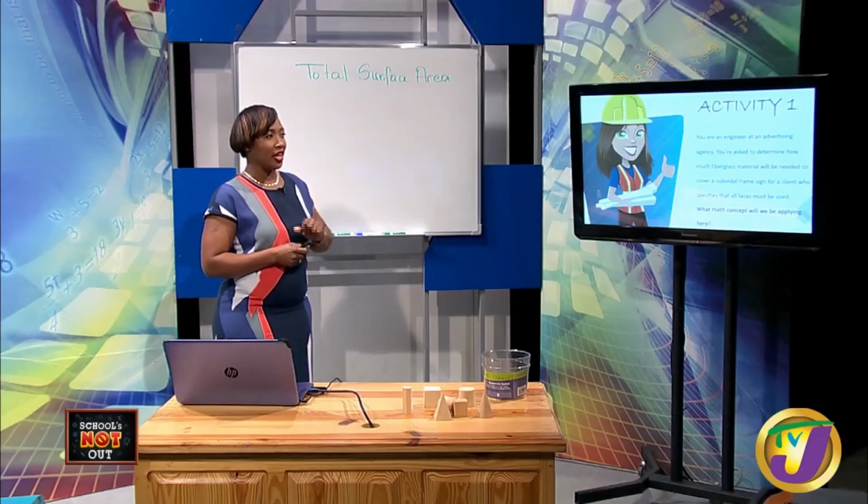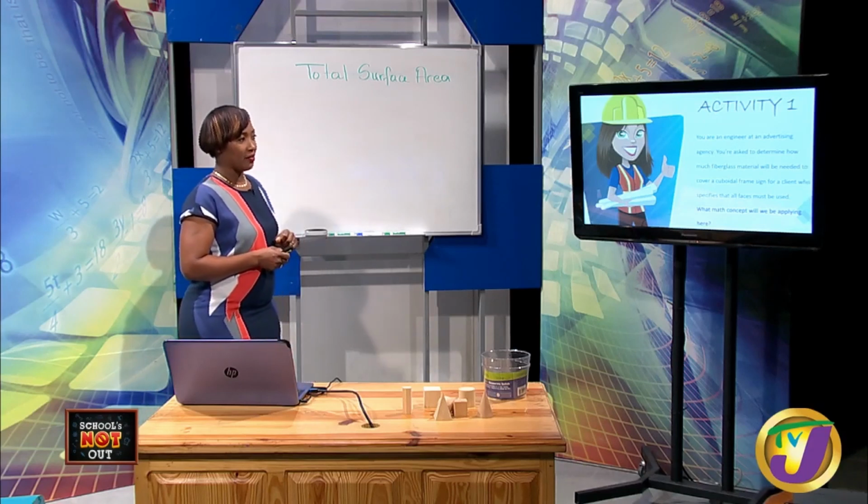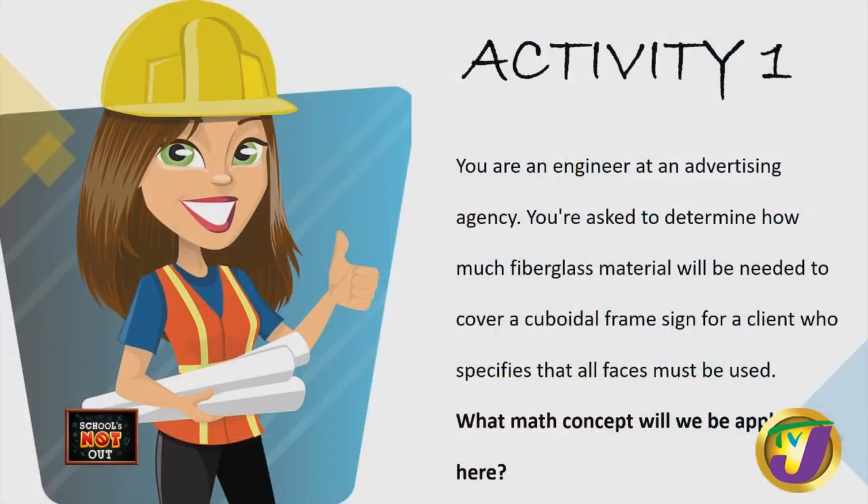You are an engineer at an advertising agency. You're asked to determine how much fiberglass material will be needed to cover a cuboidal frame sign for a client who specifies that all faces must be covered. Now let's look at this a little bit. So you're asked to use fiberglass to cover this frame. So you're out there in the world, you're an engineer, and you have this metal frame that you need to put some advertisement on.